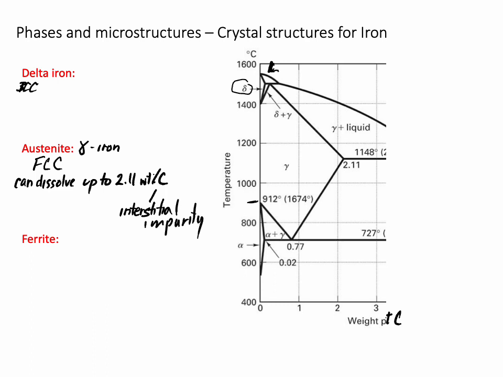Carbon, hydrogen, and oxygen can dissolve in iron as an interstitial impurity. And then ferrite, the lower temperature version of iron, is also known as alpha iron, and it is BCC in crystal structure. So those are three of the phases: delta, gamma, and alpha.